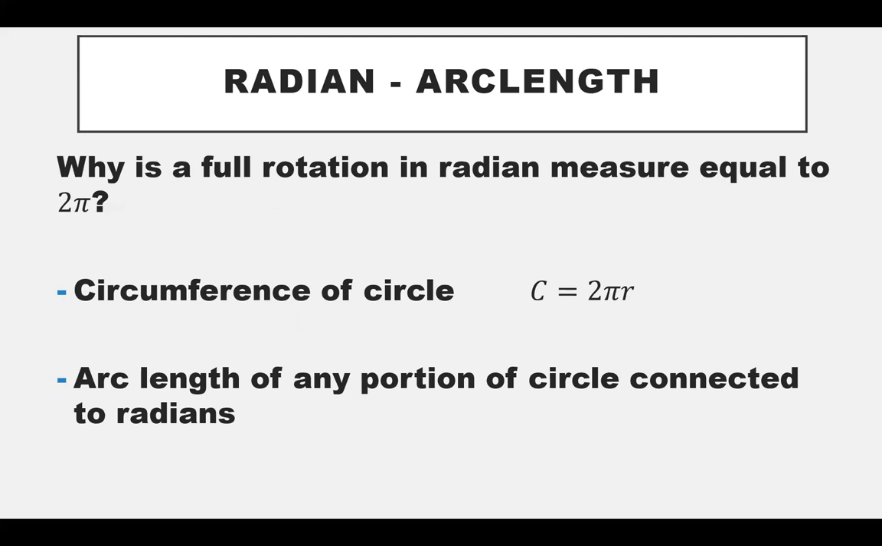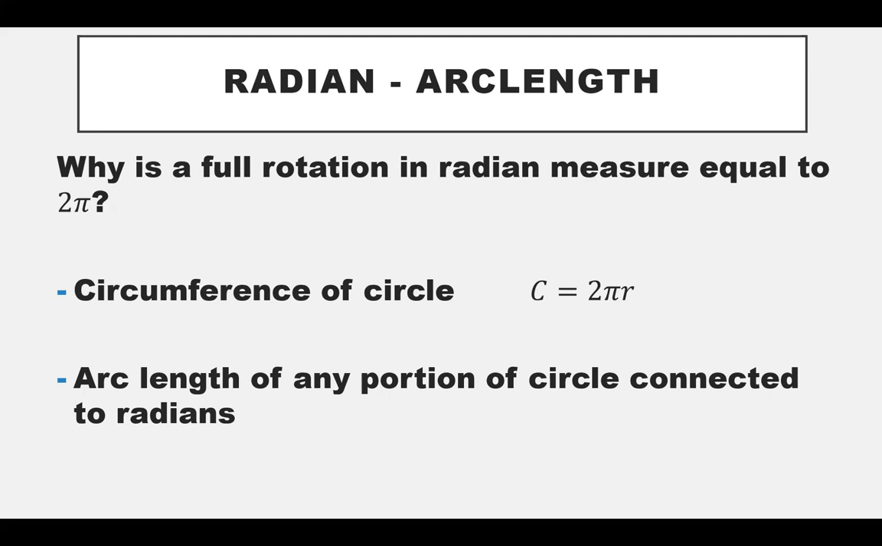Now, 2 pi should look familiar. 2 pi is actually the ratio between the circumference of a circle and the radius of a circle. In other words, the circumference of a circle is 2 pi times the radius. And if you think about what that means, why is a full rotation in radian measure equal to 2 pi? It's because of its connection to arc length.